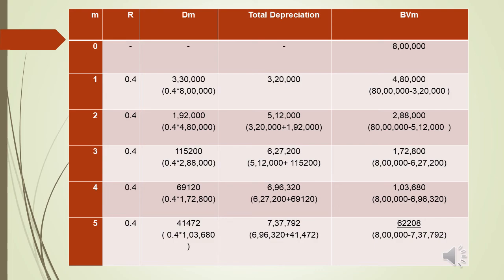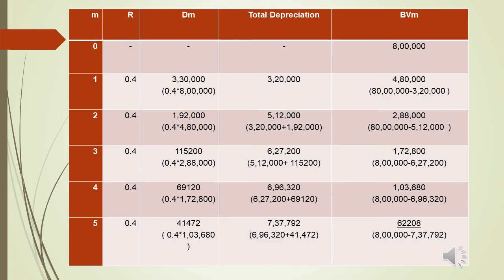4,80,000 into 0.4 will give me 1,92,000. So 1,92,000 will be the DM of second year. Next I am going to see total depreciation. To calculate total depreciation, I will take the previous value of total depreciation plus 1 lakh 92,000, that is, total depreciation of previous year plus DM of first year. That is how you calculate total depreciation for that year.